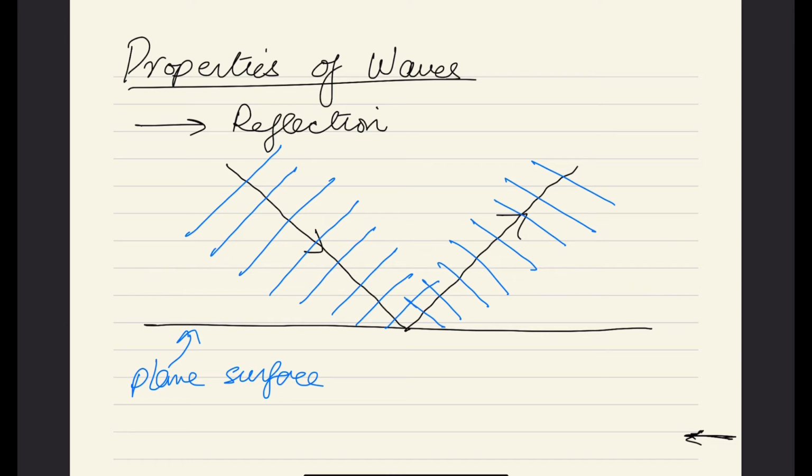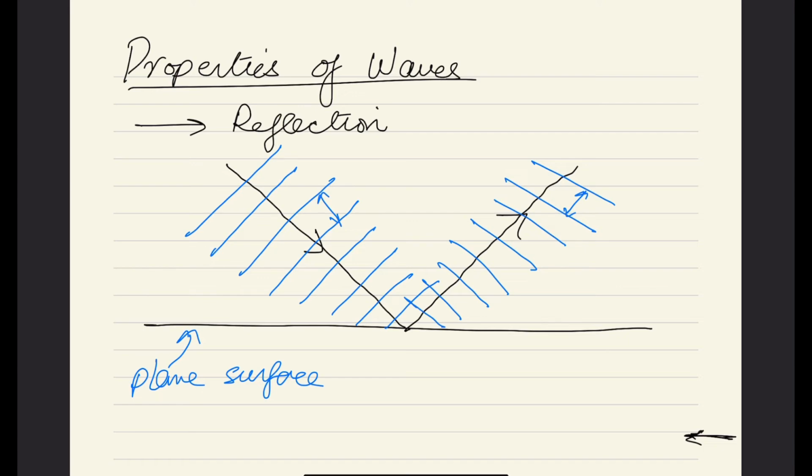Now you can observe one thing. The distance between these wavefronts has not changed. The distance between these wavefronts is constant. So this is what happens in the reflection, because if the distance between these wavefronts changes, it means its speed has changed. But over here, since it's unchanged, the speed of the wave will not change under reflection.